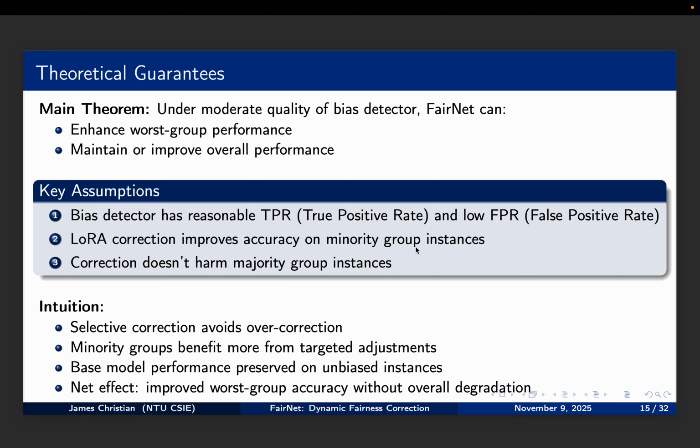Now let me discuss the theoretical analysis. The main theory states under moderate quality of bias detector, FairNet can enhance worst group performance and maintain or improve overall performance. The key assumptions are: first, the bias detector has reasonable TPR, or true positive rate, and low FPR, or false positive rate. Second, LoRA correction improves accuracy on minority group instances. Third, correction doesn't harm majority group instances. The intuition is selective correction avoids overcorrection. Minority groups benefit more from targeted adjustments. Base model performance is preserved on unbiased instances, and the net effect is improved worst group accuracy without overall degradation.